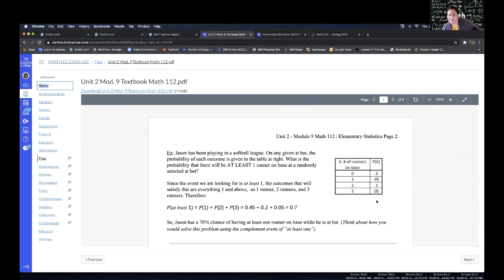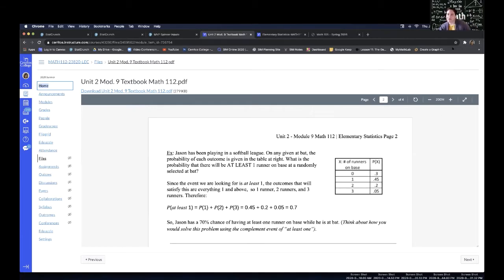And why is 3 my max? There's only 3 bases. Yeah, there's only 3 bases. If there were 4, they'd already be home. So notice I've got 0, 1, 2, 3. I've got my probabilities over here. And if you add up all those probabilities, what do you think they add up to, Atir? 1. They're going to add up to 1 because they're going to be everything that could possibly happen.